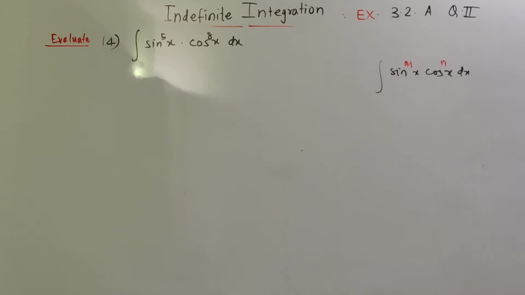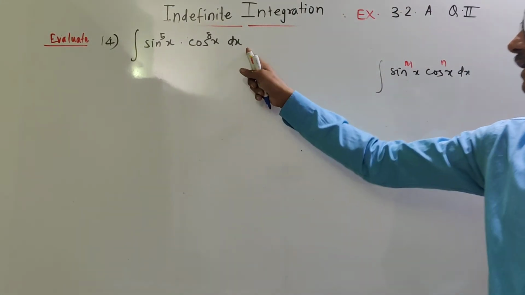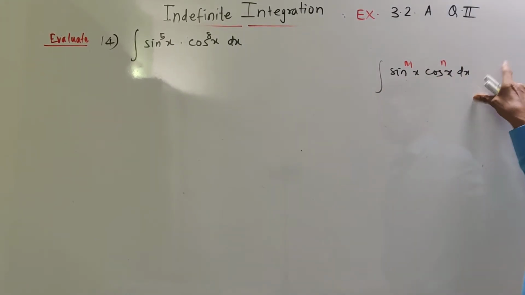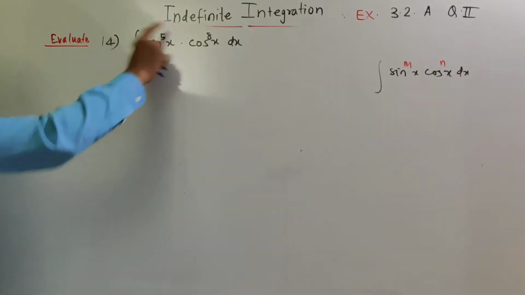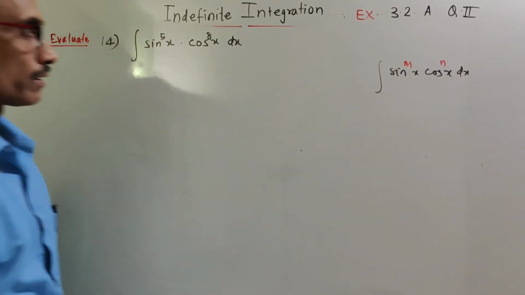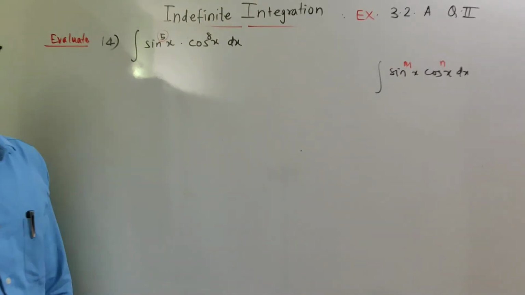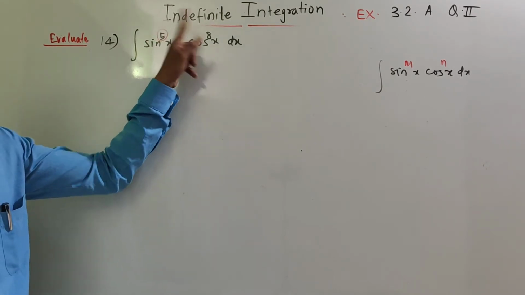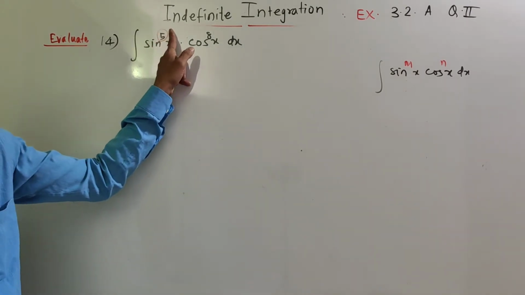Question number 14, sin to the power 5 x cos to the power 8 x dx. This is in the form sin to the power m and cos to the power n. The index of sin is an odd power, so therefore we substitute t is equal to cos x because the index of sin is odd.